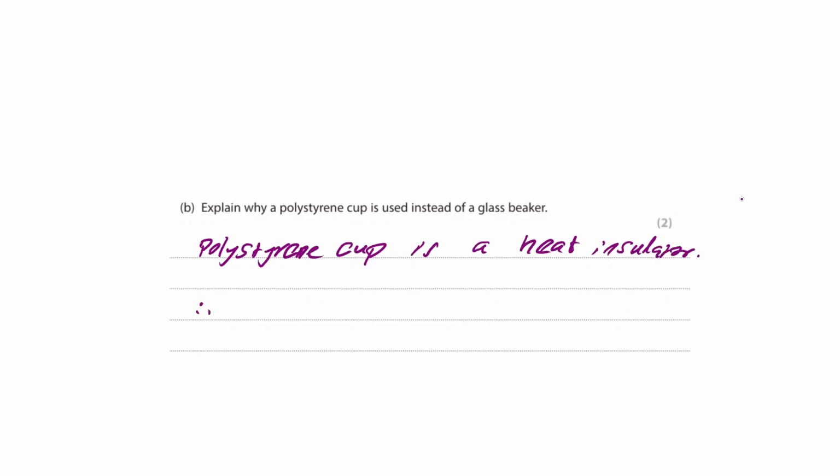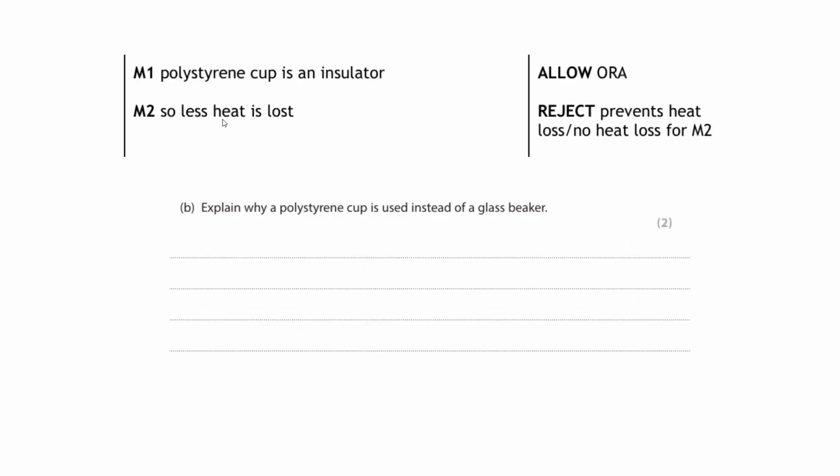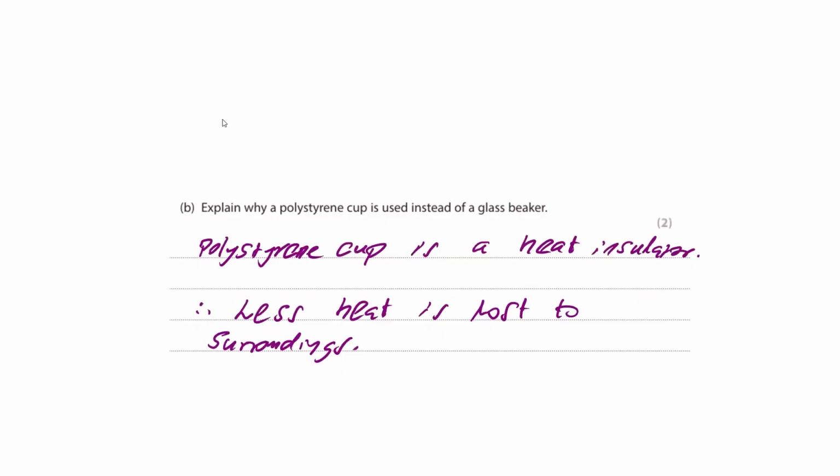Therefore, less heat is lost to surroundings. So less heat loss is there. So let's see the marking point. Polystyrene cup is an insulator, so less heat is lost. Yes, we have both points, so we get full marks for this question.